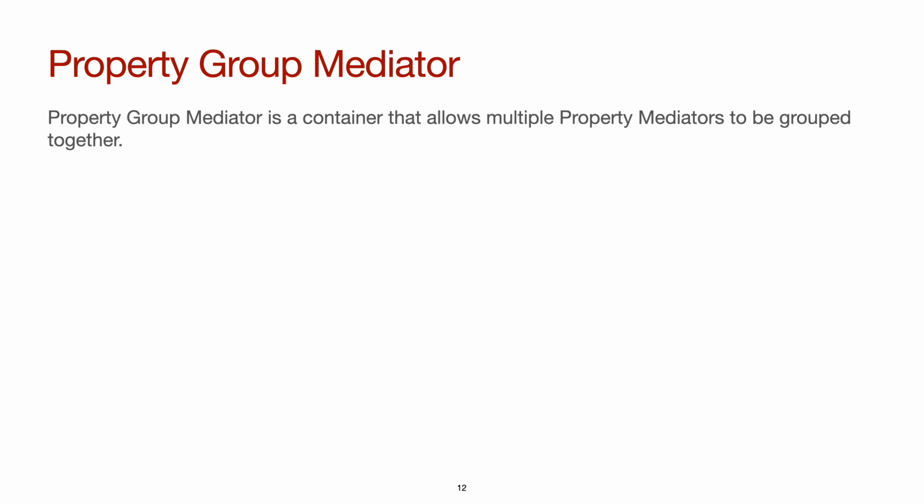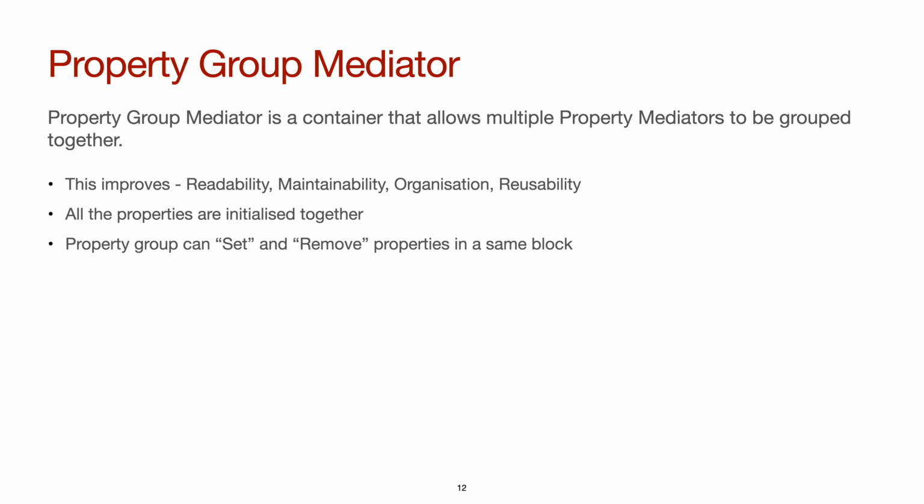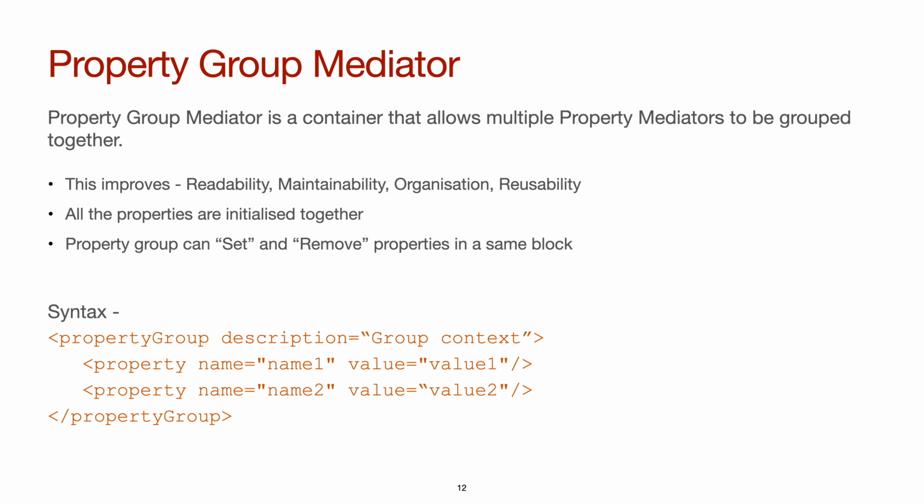Now let's see the property group mediator. A property group mediator is typically called a container. This allows multiple property mediators to be grouped together. This improves the readability, maintainability, organization of the properties, and reusability of the same. All the properties declared within the property group mediator are initialized together, and a property group can set and remove properties within the same block. Here is the sample syntax where we define a property group description. Inside the same, we have different properties.